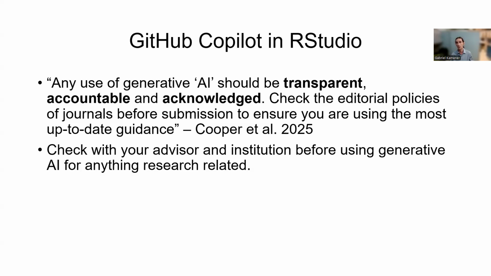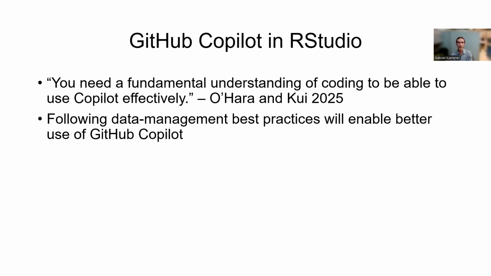And so you're going to want to check the editorial policies of journals before submission and ensure you're using the most up-to-date guidance before you attempt to use AI for anything research related. You should also check with your advisor and institution before using generative AI for anything research related. Having said that, you also need to ideally have a good understanding of the type of coding you're going to be doing and the data you'll be working with in order to assess any results that you are getting from AI code completion or anything else that you're using it for when coding.